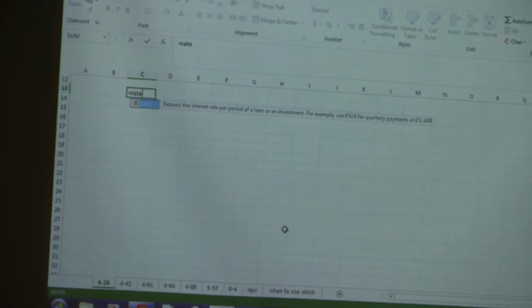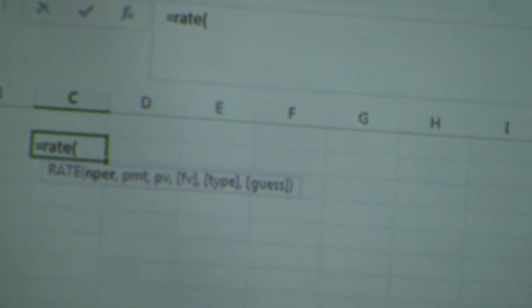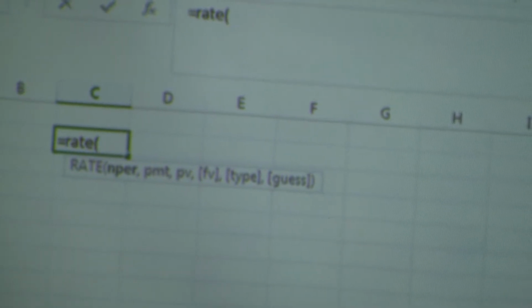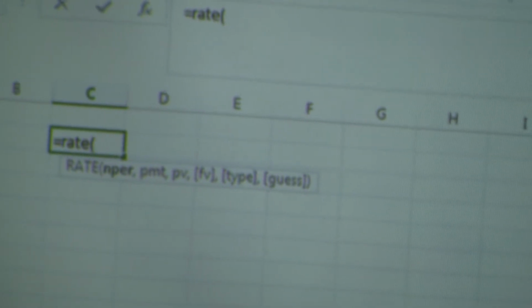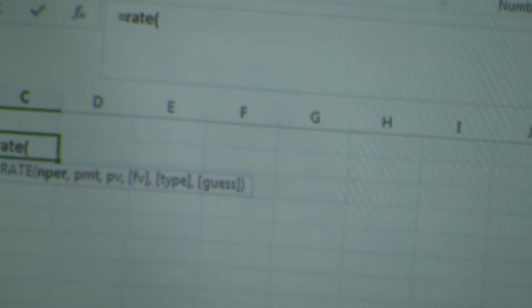I will show you how I would do it in Excel. Excel has this really cool function, equals RATE. Can you see the parameters listed underneath, what it needs to calculate a rate? It needs the number of periods, a payment value if there is one, a present value, and potentially a future value. And it will give you the rate that makes that statement true.